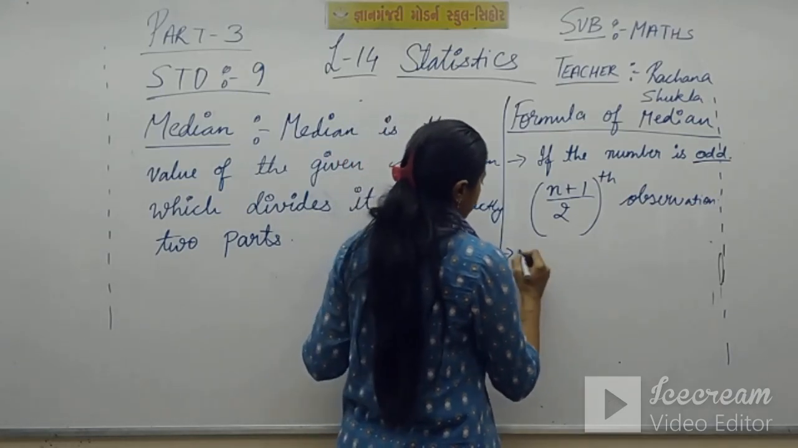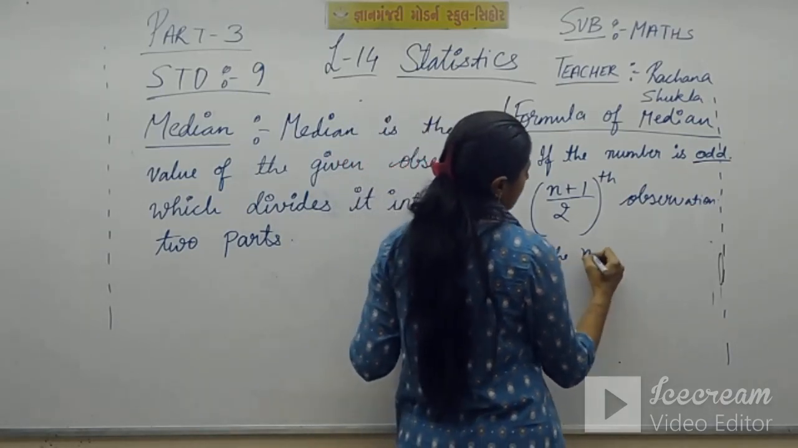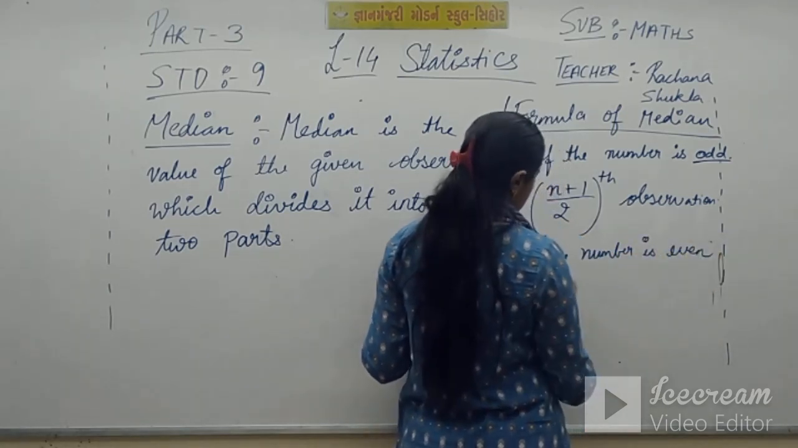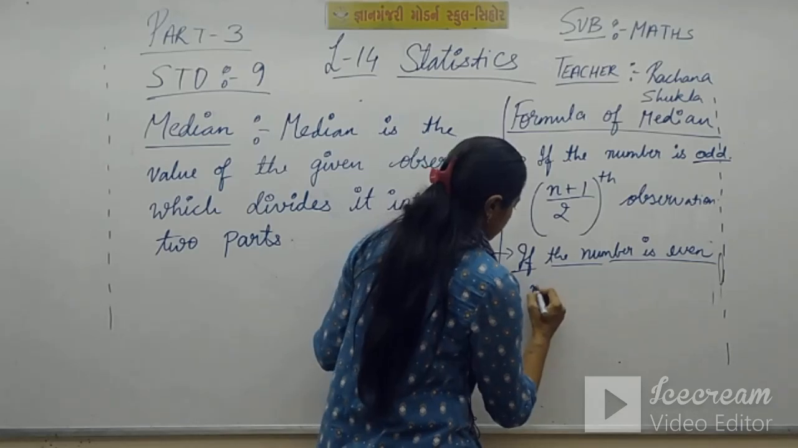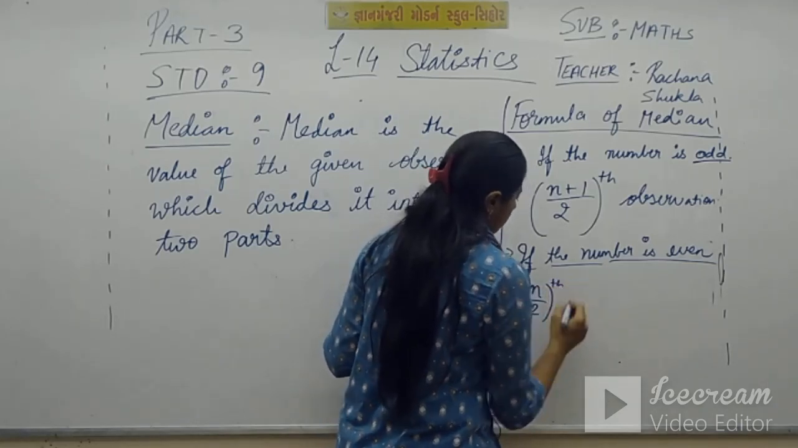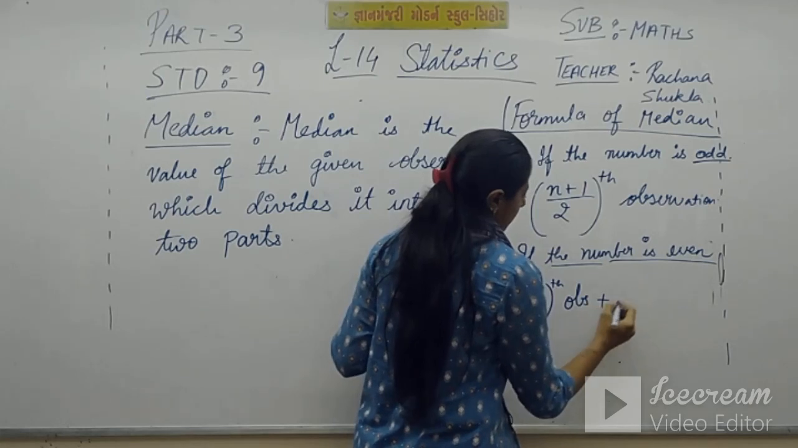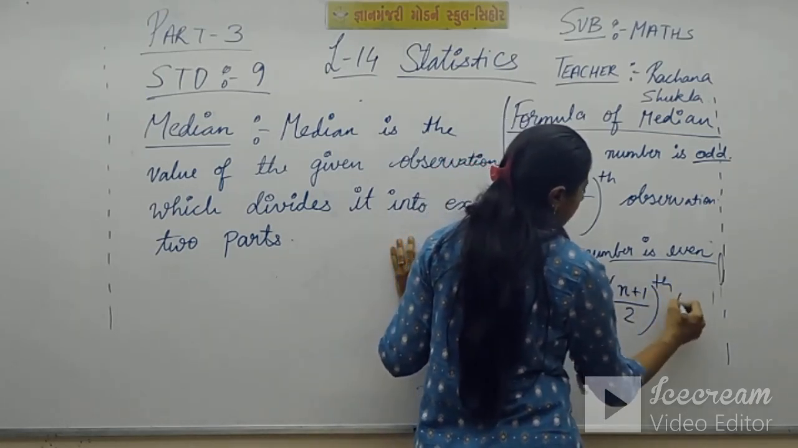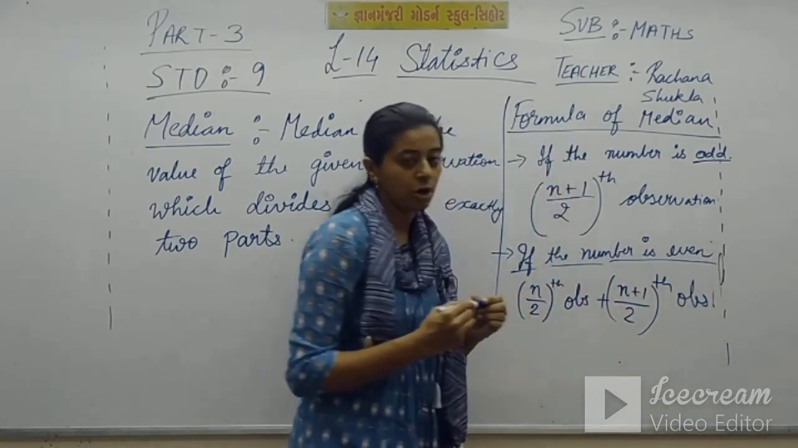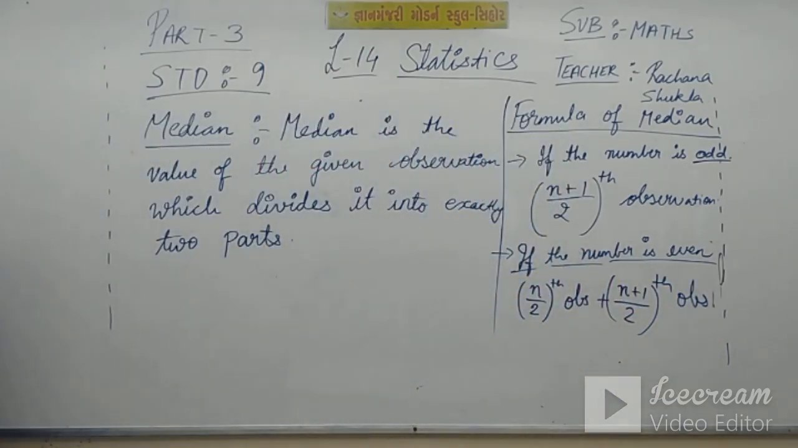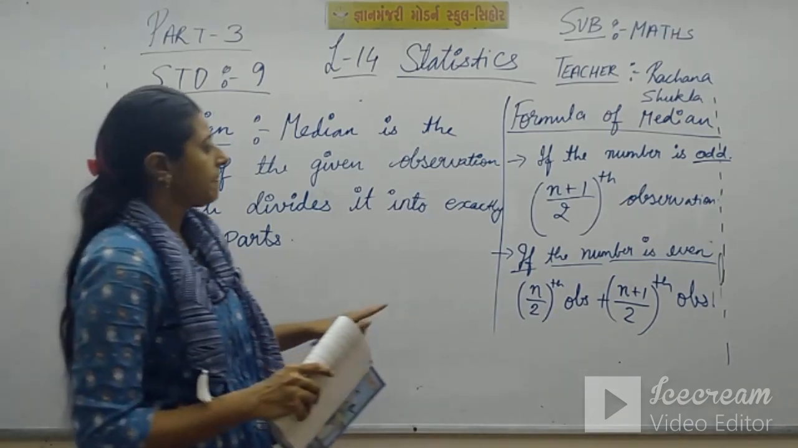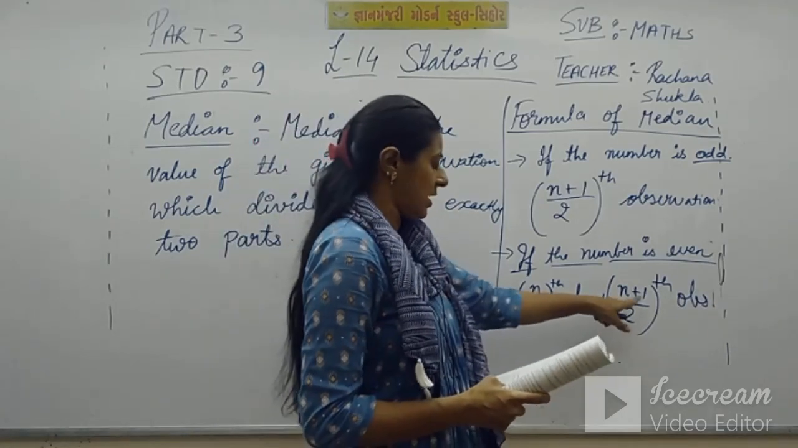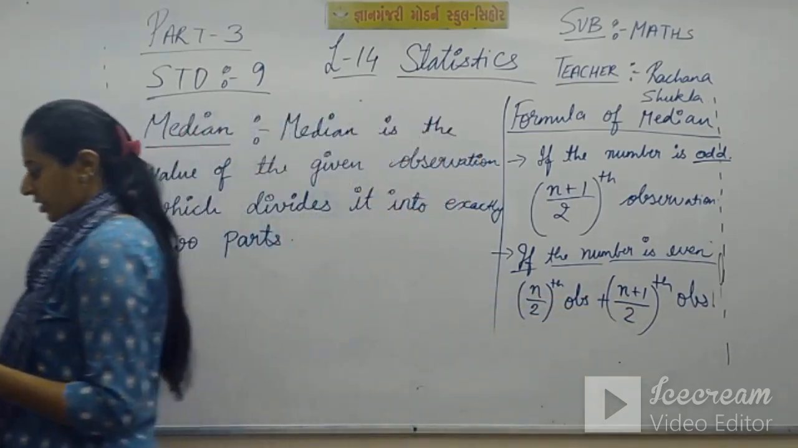And if the number is even, then your formula is n upon 2 observation plus n plus 1 upon 2 observation. So this is the formula for finding out the median if the number is even, that is n upon 2th observation and n plus 1 upon 2th observation.